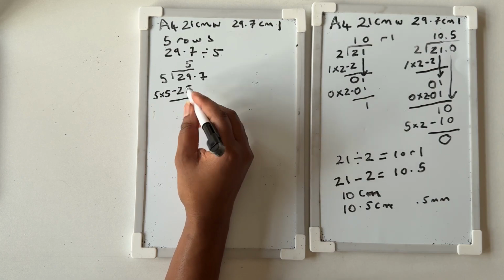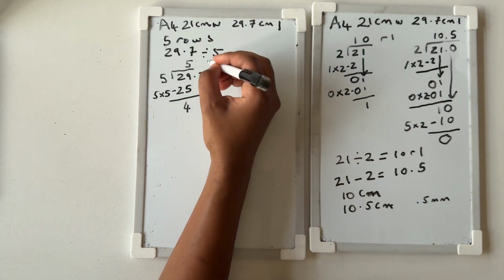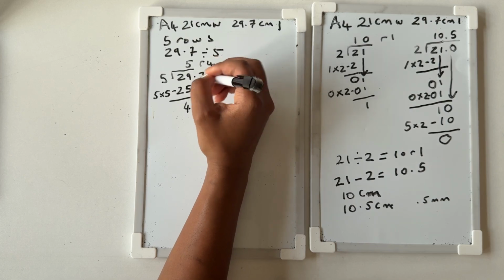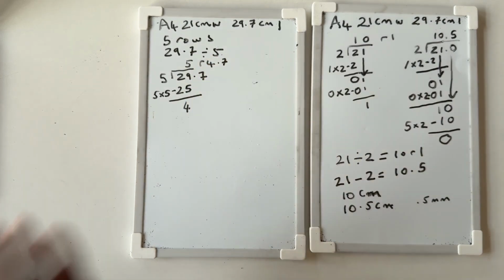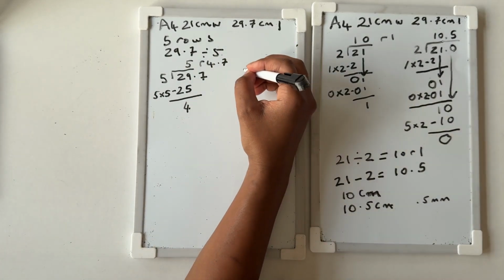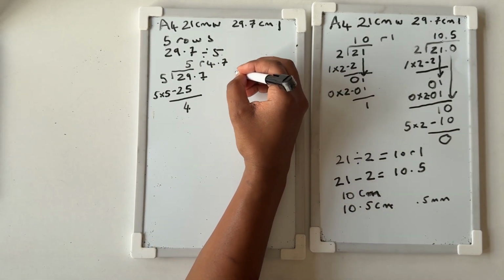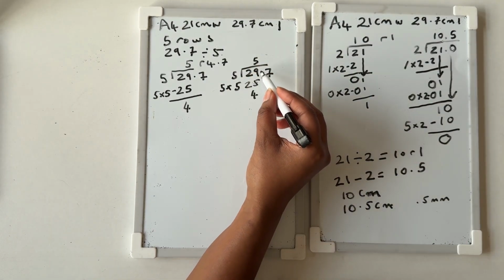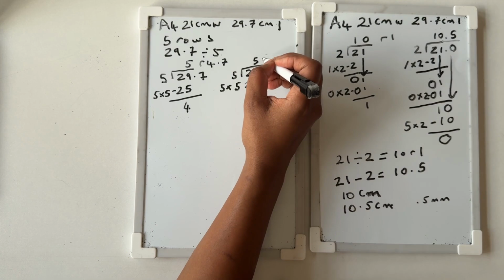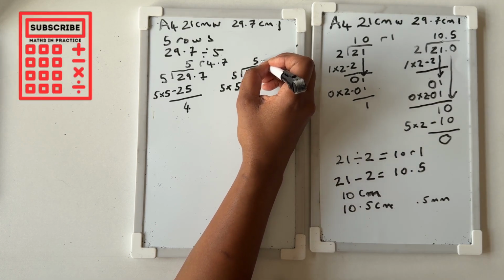So our remainder will be 4, and that's 0.7 if we don't want to go any further. If we do want to go further, we already have the decimal place here, so we can put the decimal place here.